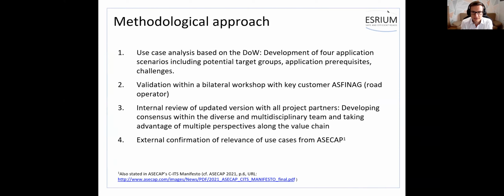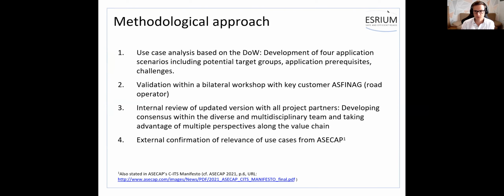And within this analysis, 4 different application scenarios of Esrium services, including their potential target groups and application requirements, as well as the respective challenges were defined and developed. This until then internal view has then been validated with our key customer, which is the Austrian road operator ASFINAG, and the integration of their related feedback in an advanced version of the use cases.